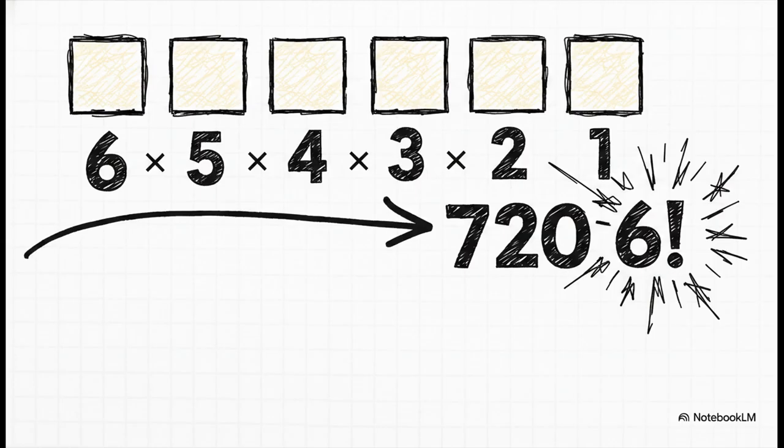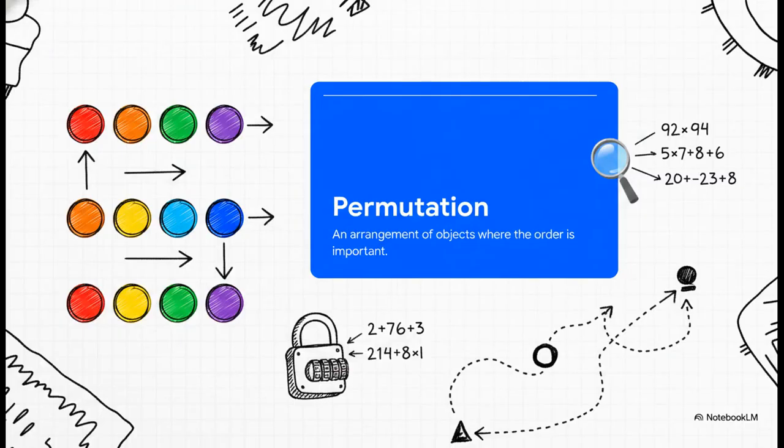And in the world of math, there's a super cool shorthand for this. It's called a factorial. We just write it as 6 with an exclamation mark. And when you punch that in, what do you get? Yep, 720. Okay, so this whole idea we've been playing with, it has an official name. It's called a permutation. And here's the one thing you absolutely have to remember about permutations.